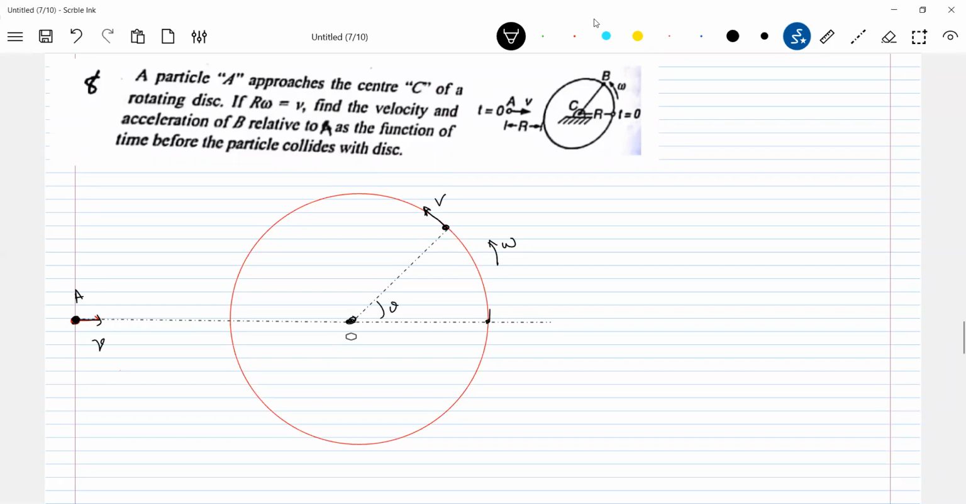After some time, I think I'm giving enough information to the diagram. After some time, the particle, when it arrives here, where this particle will be? Somewhere here. Okay, got the idea, all of you? Look at the instant now. So now he's asking what is the velocity of particle B with respect to A. So now this relative velocity concept, we are extending it to the other thing.